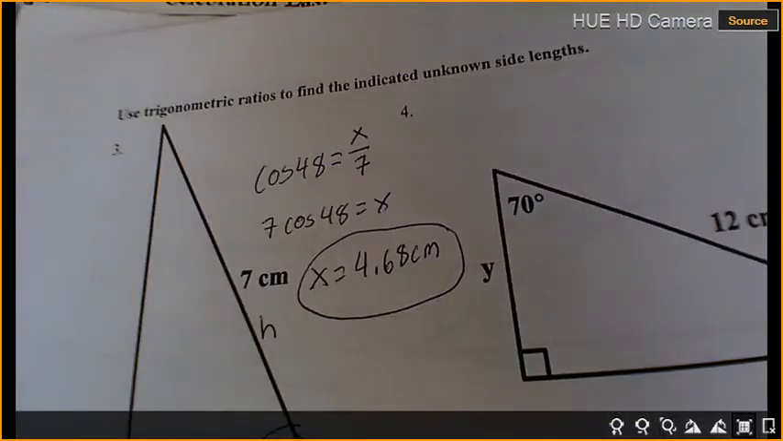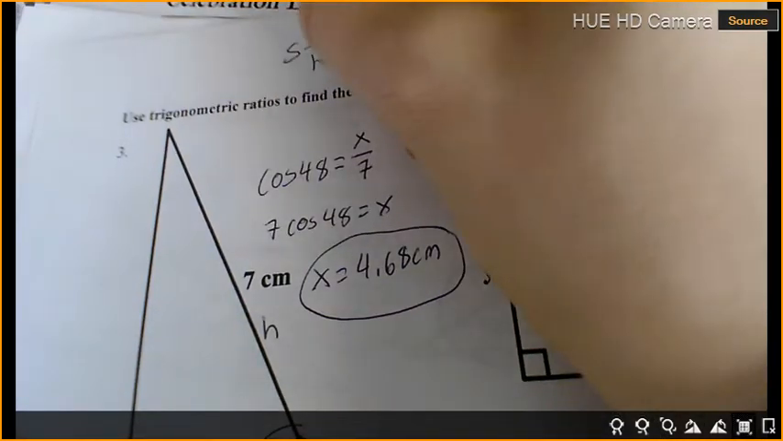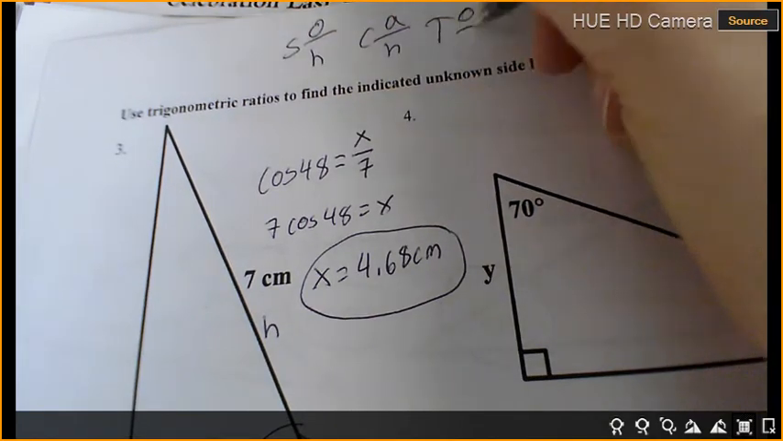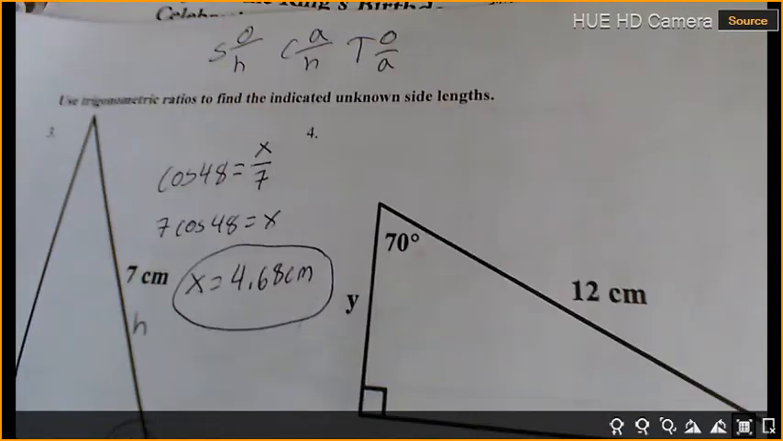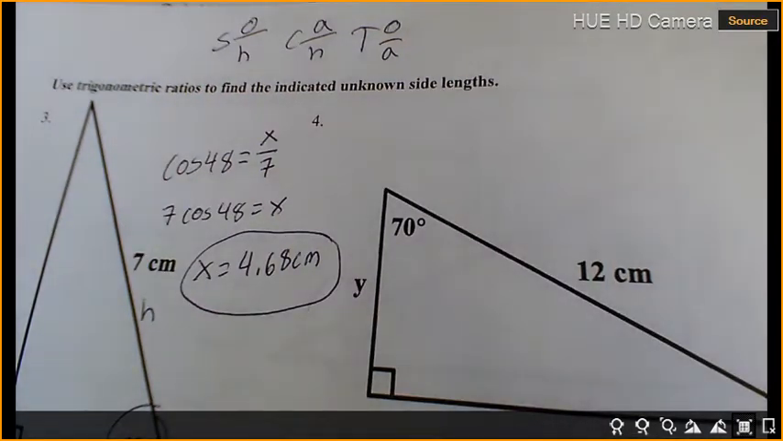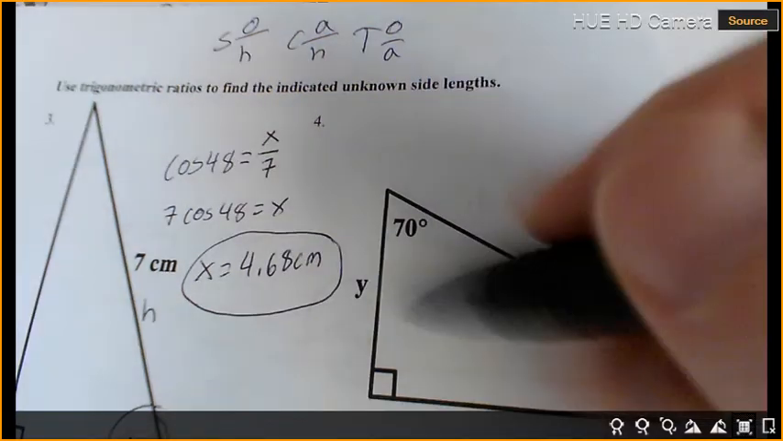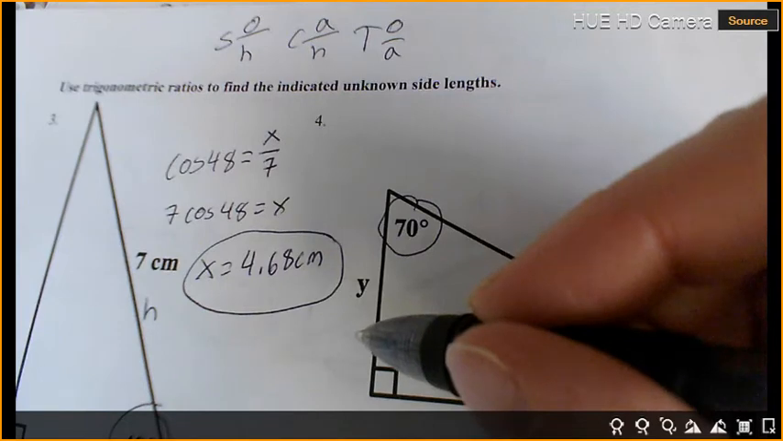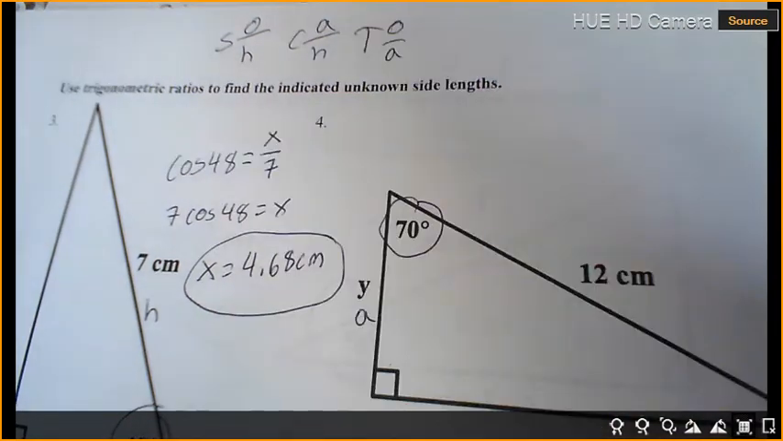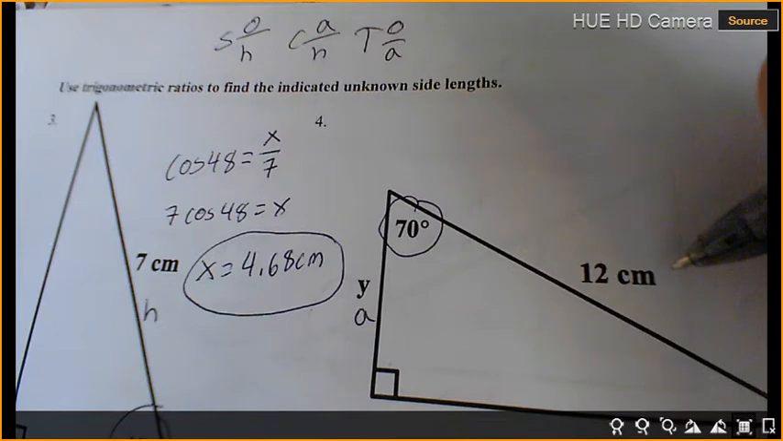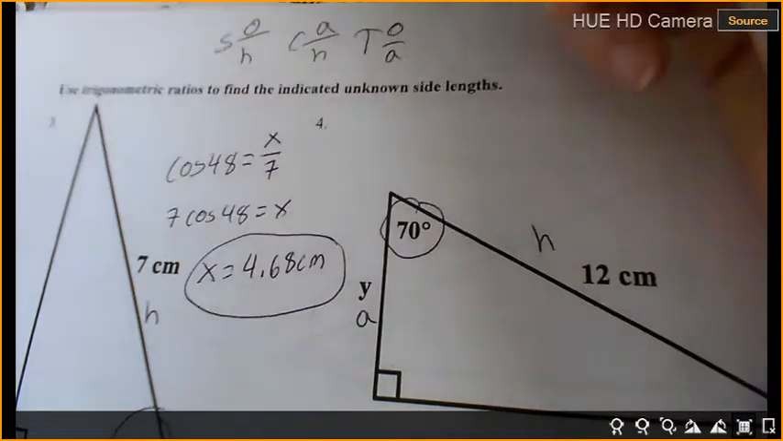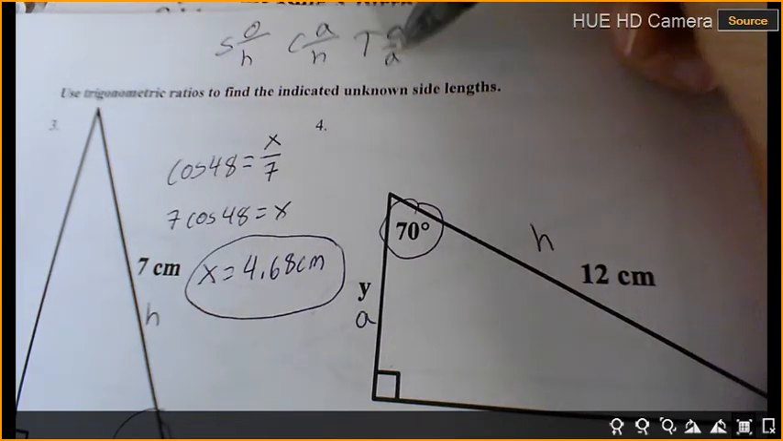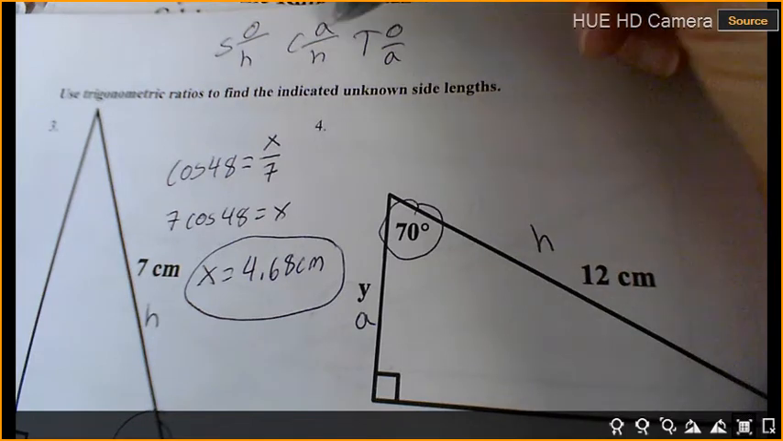That's a great question. So again, we're looking at sine is opposite over hypotenuse, cosine is adjacent over hypotenuse, and tangent is opposite over adjacent. So let's look at number 4 using that. So first, it's a right triangle, I'm going to circle 70 degrees, I'm going to label y. Y is the what? Adjacent. And 12 is the hypotenuse. Okay, see how sine has an O and an H, so it can't be sine. Tangent has an O and an A, so it can't be tangent. But cosine has an A and an H, so that's how we know it's cosine.